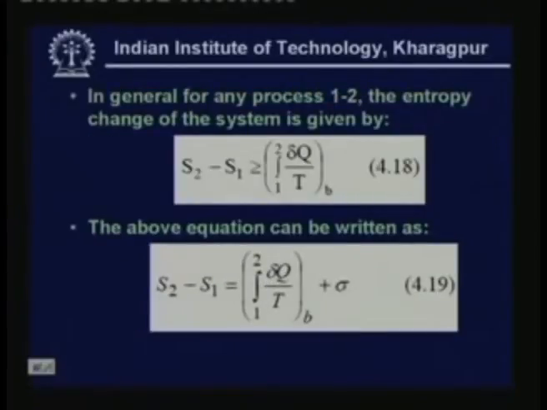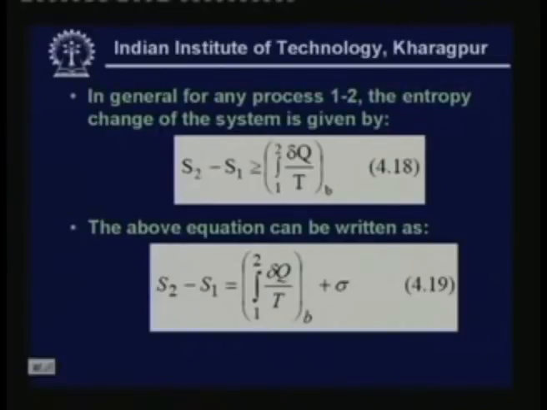And in general, for any process, that means for reversible as well as irreversible processes, you can write what is known as an entropy balance equation. For example, equation 4.18, where the entropy change S2 minus S1 will always be greater than or equal to the integral of ∂Q/T evaluated at the boundary. Again, the greater than sign holds good for an irreversible process, and the equal to sign holds good for a reversible process. This is again a follow up of whatever we concluded in the earlier slide.